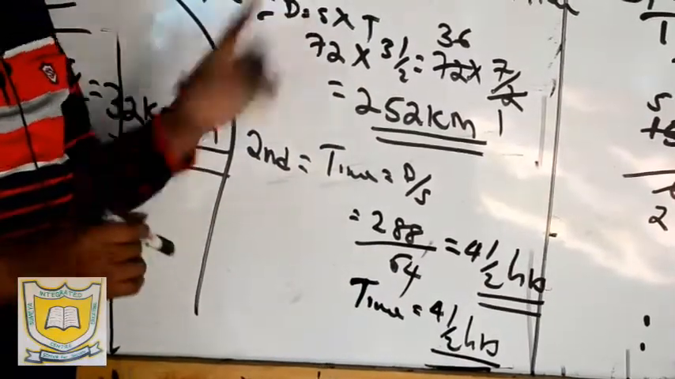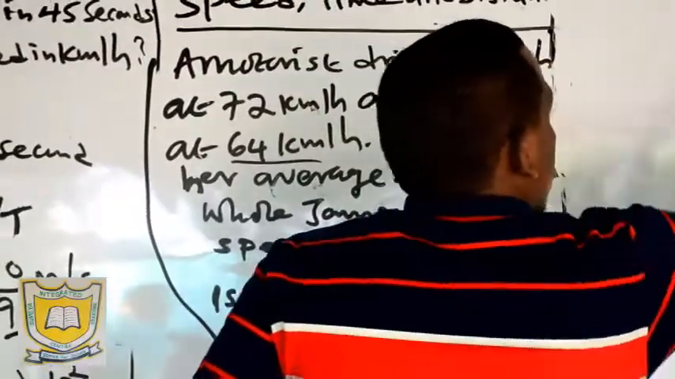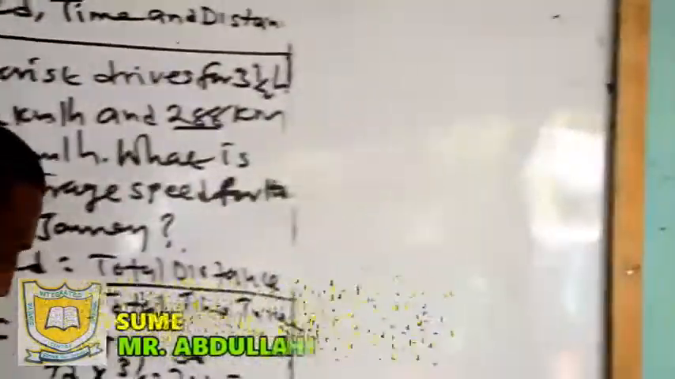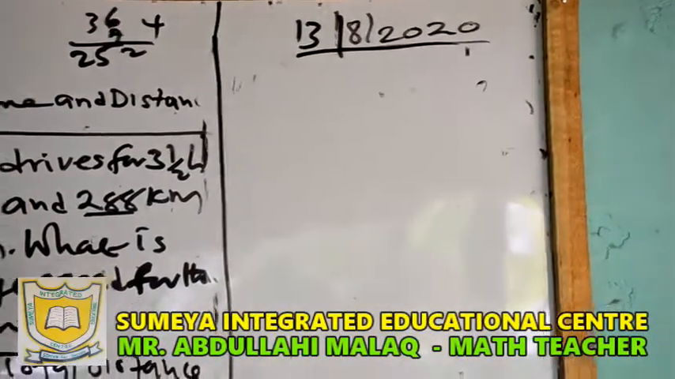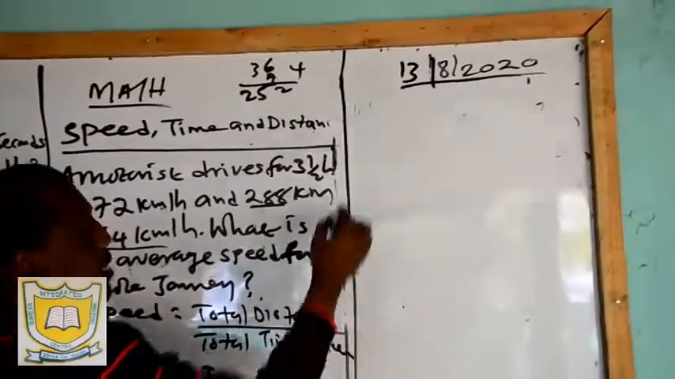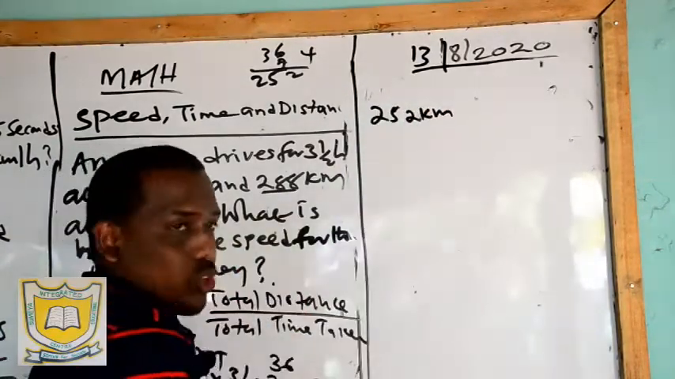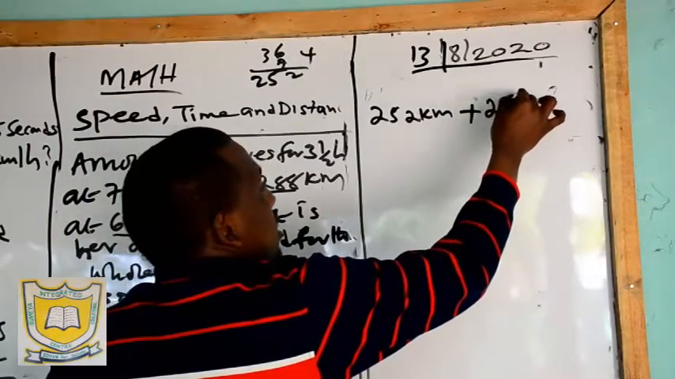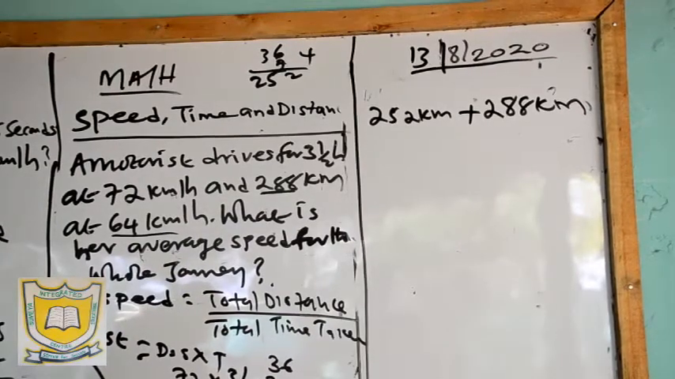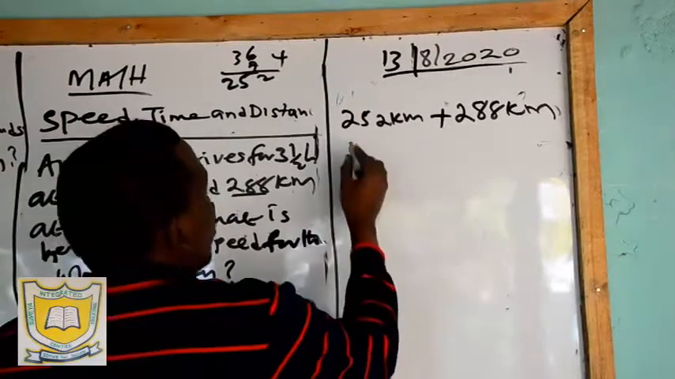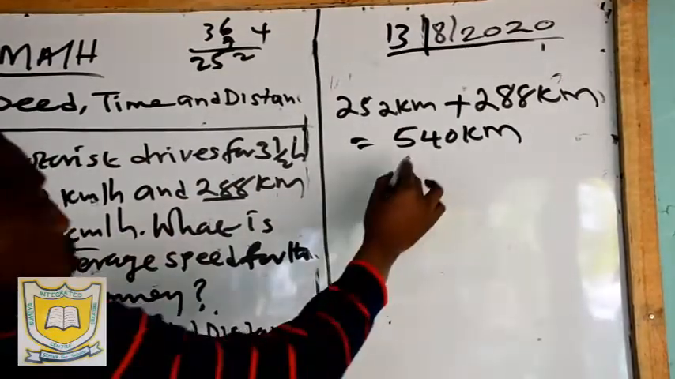You are not through. They are asking the average speed. The average speed is equal to the total distance over the total time. The total distance: the first part of the journey, we have 252 kilometer, and the other part was already given, 288 kilometer. You add the two, and you will get 540 kilometer. This is the total distance.